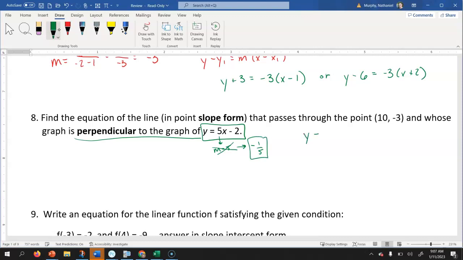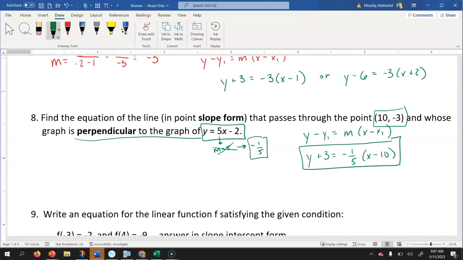And the formula it's going to be in is y minus y1 equals my slope times x minus x1. So now we're going to plug in everything we know. So we have that coordinate, 10, negative 3, and we have our slope. So it'll be y minus the y value, so y minus negative 3 becomes y plus 3. My slope, negative 1/5, times x minus the x value, so x minus 10. And that would be your equation for that particular line.